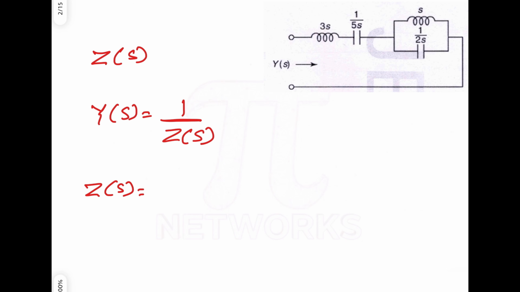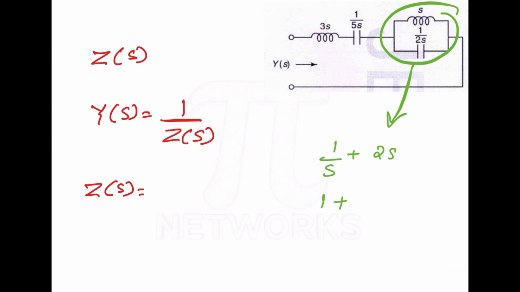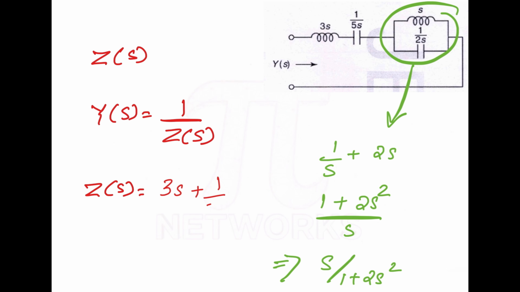Okay. So first let's find the impedance of this combination, and that becomes 1 by S plus 2S, and that is equal to 1 plus 2S square by S. And finally we can write the parallel combination impedance will be equal to S by 1 plus 2S square. Now you can write Z of S as 3S plus 1 by 5S plus S by 1 plus 2S square.